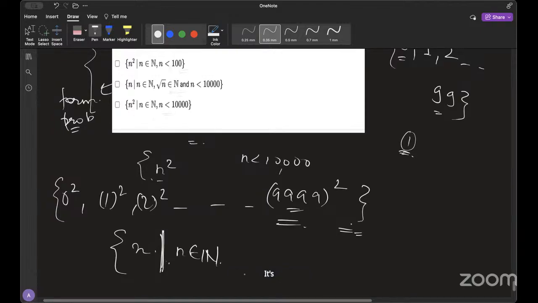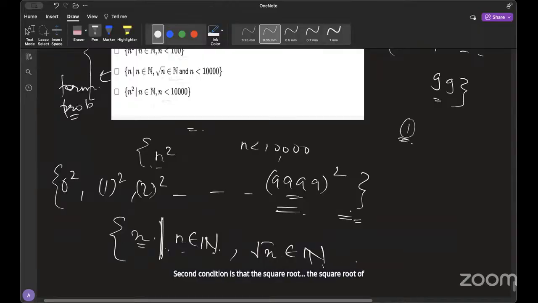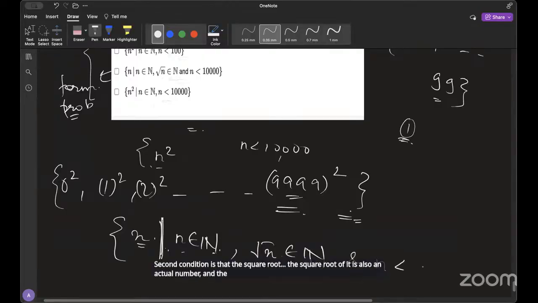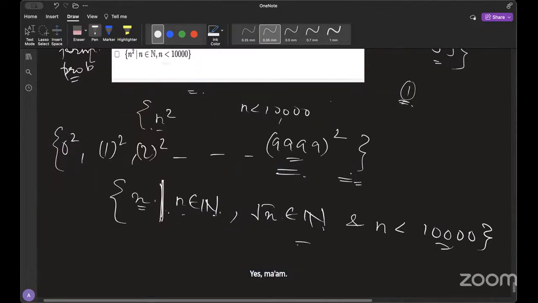It's the collection of natural numbers such that the square root of that natural number is in natural numbers. These are conditions, right? First condition is that it should be a natural number. Second condition is that the square root of it is also a natural number, and the third condition is that this should be less than 10,000. Why does it represent it? This looks very different from this, right? But they do represent the same set, which I initially said they didn't, but they do.